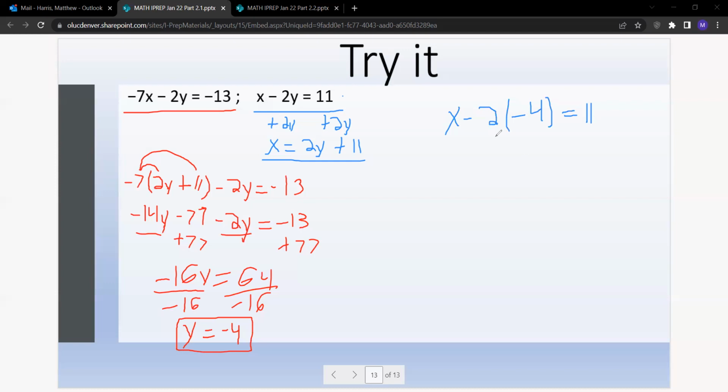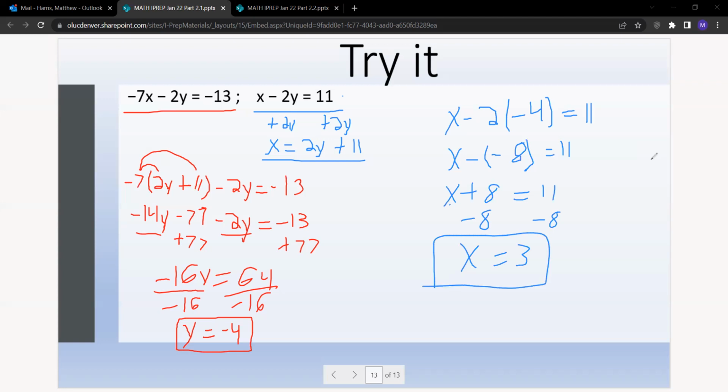Let's go ahead and distribute this. So we have x minus negative 8 equals 11. We talked about earlier, if we have two negatives next to each other here, like minus negative something, we can just turn that into a positive. So x plus 8 equals 11. Subtract 8, we get x is equal to 3.